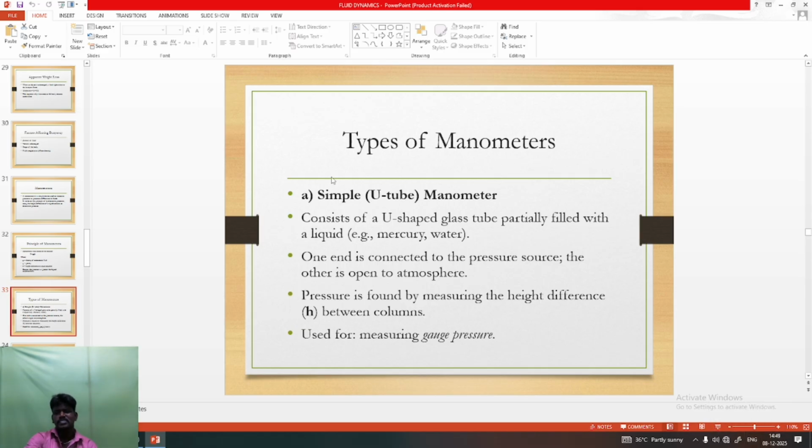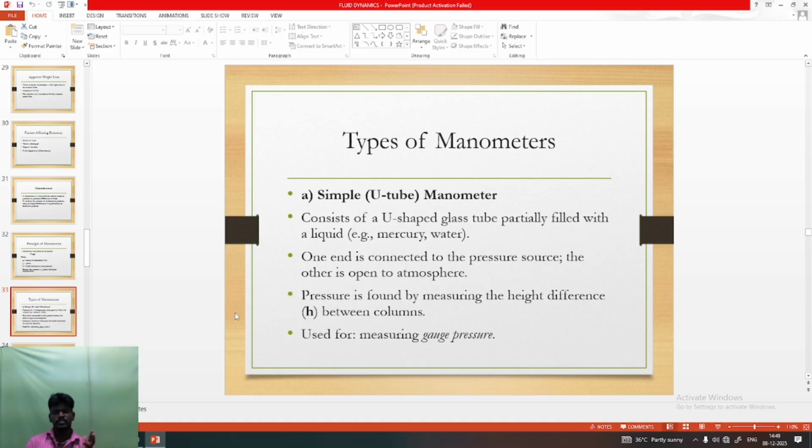First we discuss the simple U-tube manometer. It consists of a U-shaped glass tube partially filled with a liquid, that means manometric fluid, mercury or water. One end is connected to the pressure source, the other end is open to atmosphere. This is the major thing to know to connect the manometer. Pressure is found by measuring the height difference between h1 and h2.